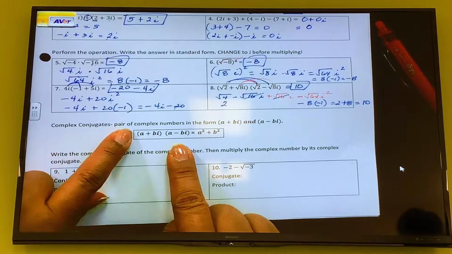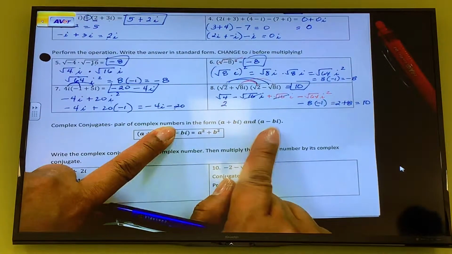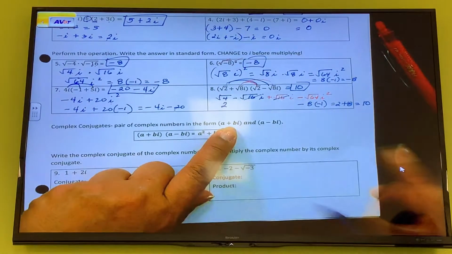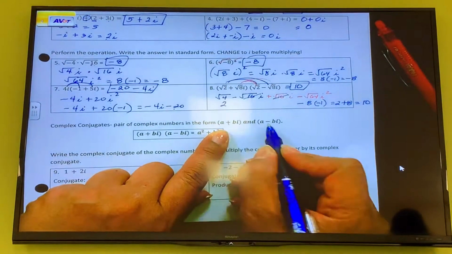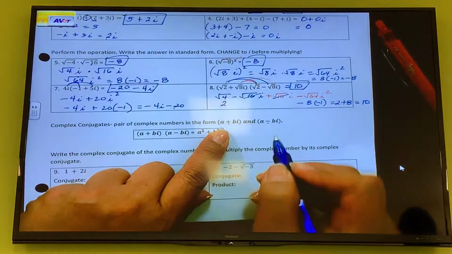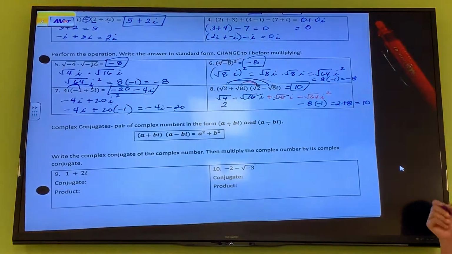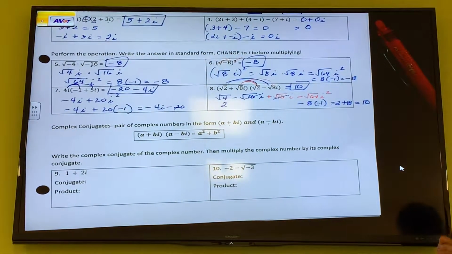They are a pair of complex numbers in the form a plus bi and a minus bi. So the only difference between the two is that one is a plus and the other one's a minus. And it is the sign in front of the imaginary part. Remember, the sign in front of the i is the one that will be opposite.